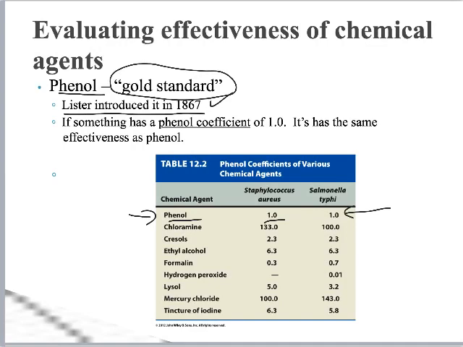Okay, so phenol is effective against staph and salmonella. Now some other things, right? So chloramine, cresol, ethyl alcohol, and Lysol, you can look at those and compare them with phenol. Pretty much everything is stronger than phenol except for peroxide. Okay, so we use phenol as the gold standard. They call it the phenol coefficient.